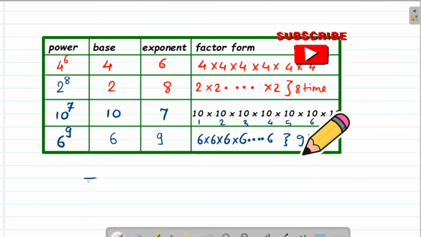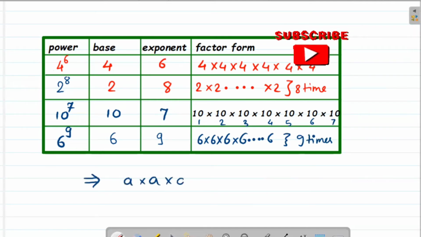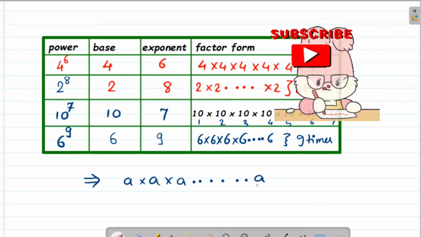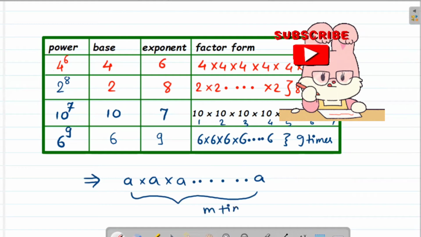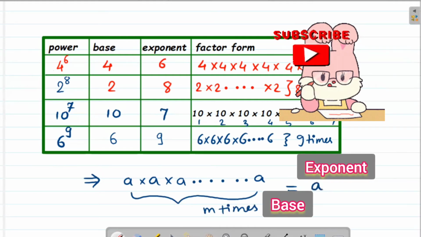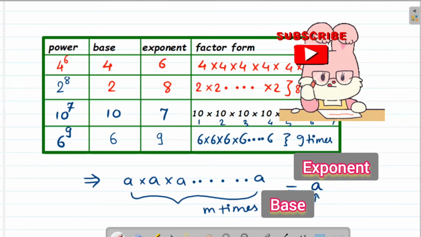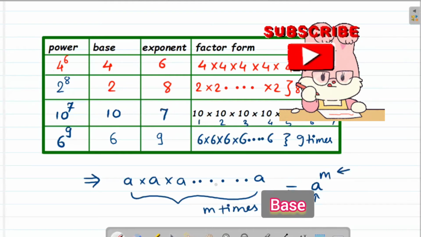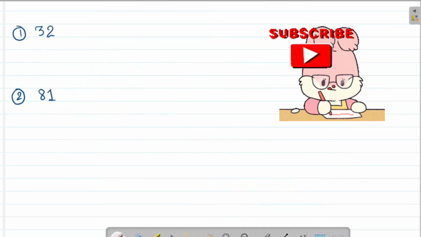Okay, so from that what we can conclude: if I am multiplying a some times, let's say a is coming m times, then I can represent it in the short form, that is a raised to m, where a is my base and m is the exponent, which shows how many times my a is multiplied with itself. Okay, now this is all about powers and exponents.